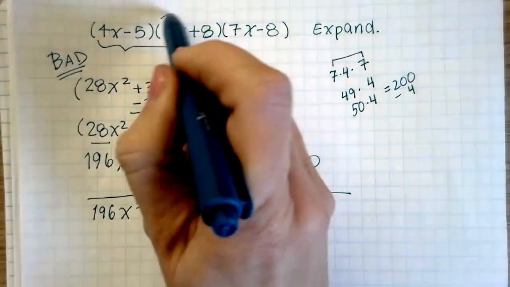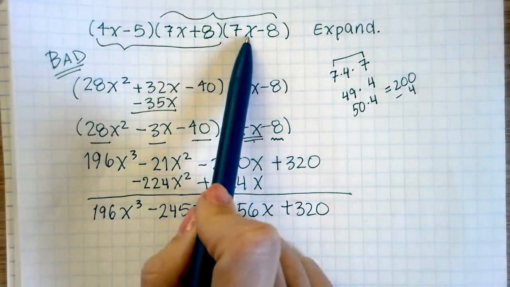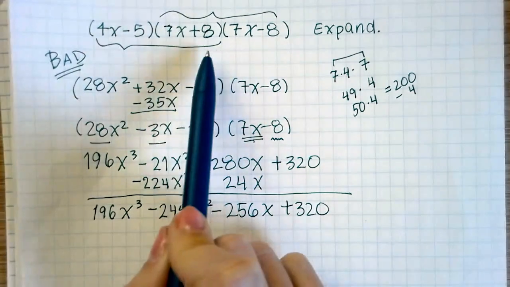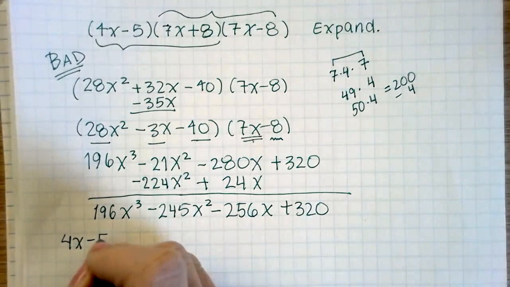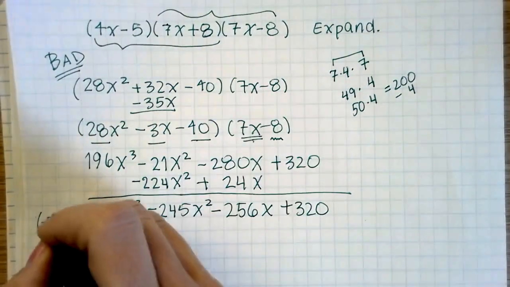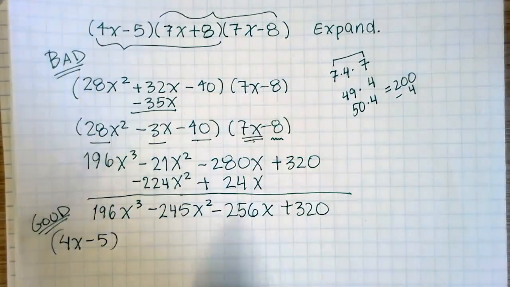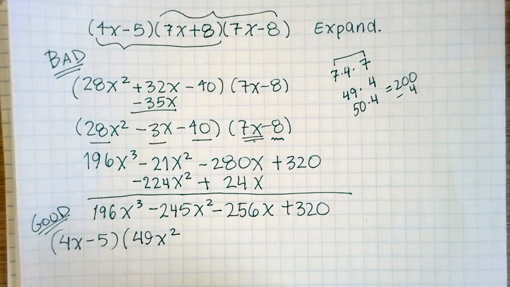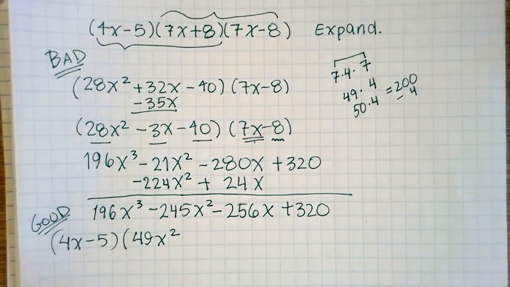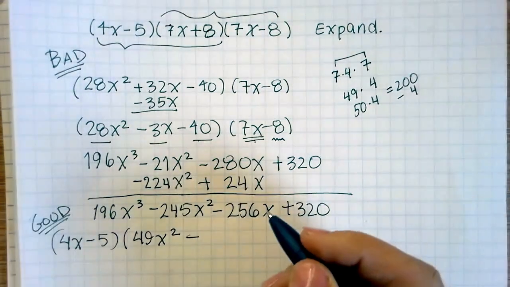The easy way would be, if you recognize that you have conjugates, these two, multiply them first, because your outer and inner will cancel and you'll have less to deal with. So if I multiply those, I'm just going to rewrite 4x minus 5. So this is the good way. 4x minus 5. Now what's 7x plus 8 times 7x minus 8? Well, 7x and 7x is 49x squared. Outer and inner, gone. They matched. One was positive, one was negative. They're gone.